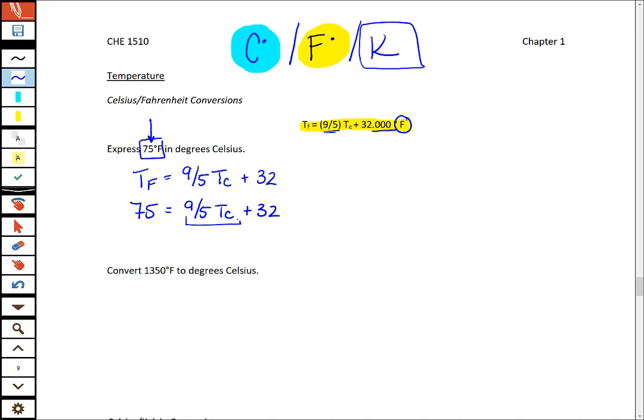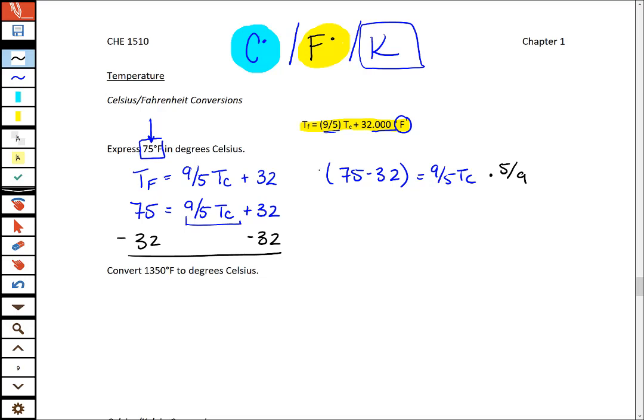Are you going to isolate it by first dividing by 9/5, which is the same thing as multiplying by 5/9, or are you going to subtract 32? We're going to subtract 32 because that is what math tells us to do. So we're going to have 75 minus 32 equals 9/5 TC. Well, now we need to get rid of that 9/5. I think the easiest way to do this is to multiply by the reciprocal, which is 5/9.